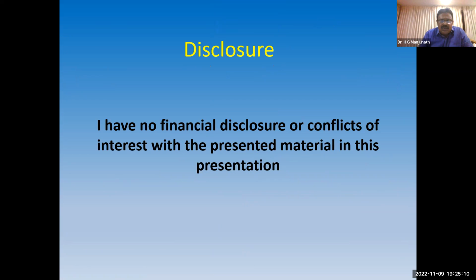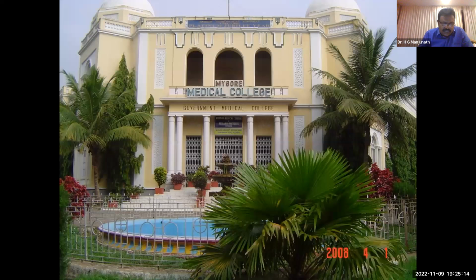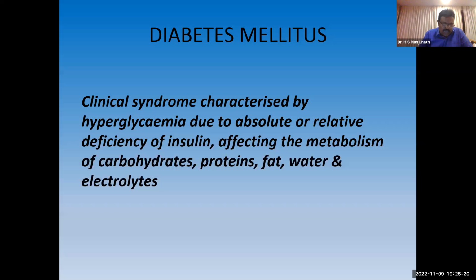Greetings from Mysore Medical College, Mysore. Before going on to the topic of anti-diabetic drugs, I would like to just touch upon diabetes mellitus, insulin and glucose homeostasis. Madam has already dealt with it in detail, but I still wanted to take it up. So diabetes is defined as a clinical syndrome characterized by hyperglycemia due to absolute or relative lack of insulin, affecting the metabolism of carbohydrates, proteins, fat, and water and electrolytes.